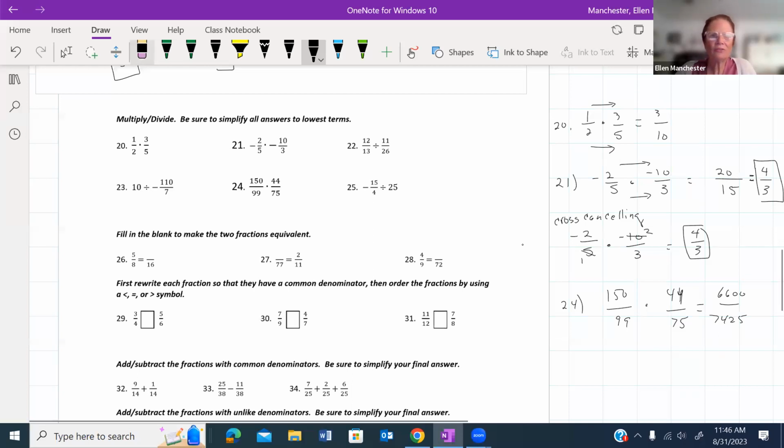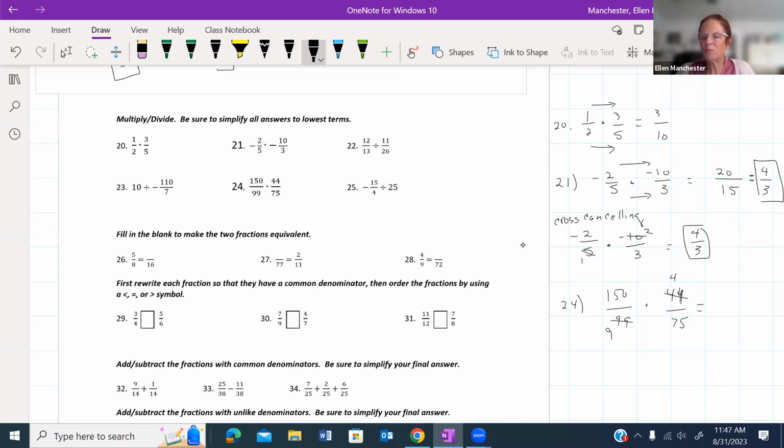So if I cross cancel first, watch what happens. I'm reducing my fractions first. Any top with any bottom. So 44 and 99, what goes into both of those evenly? Anybody? How about 11? Anytime you have a double number, 11 always goes into it. So 11 goes into 99 9 times. 11 goes into 44 4 times. So now I'm good, right? I can't reduce anymore. And now I'm going to go to the 150 and the 25.